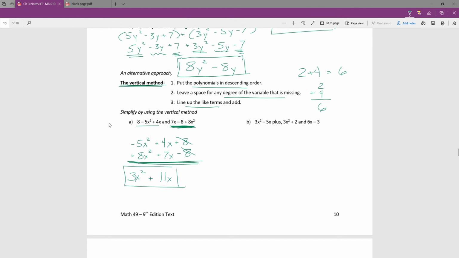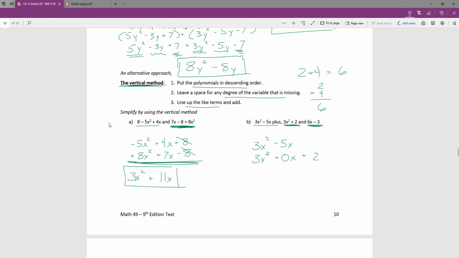The next one, if I do this, I've got 2 or 3 different binomials to add together. So I want to write each one in descending order. And if any have a missing degree of my variable, I want to leave a place for it. So this one here, this 3x squared plus 2, doesn't have an x term. And so I'd put plus 0x, and then I'd leave that space, preserve the value, but now I've got my x terms all lined up.